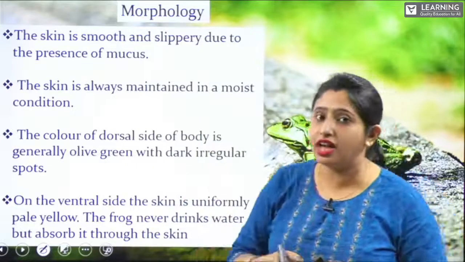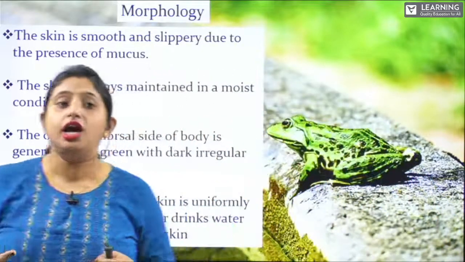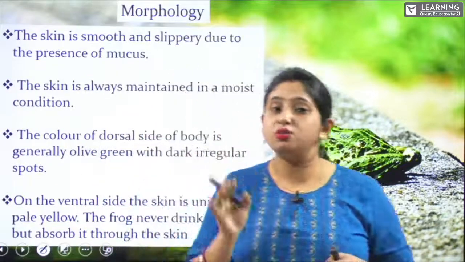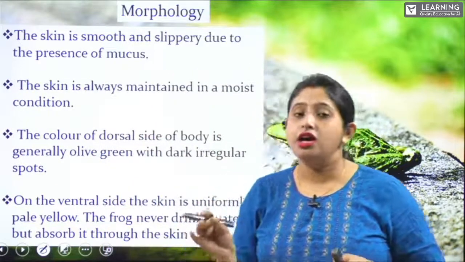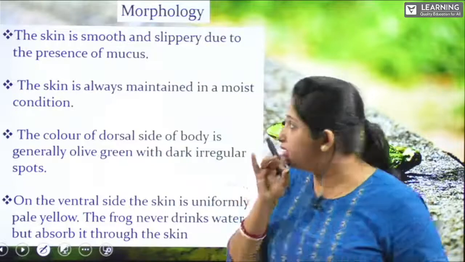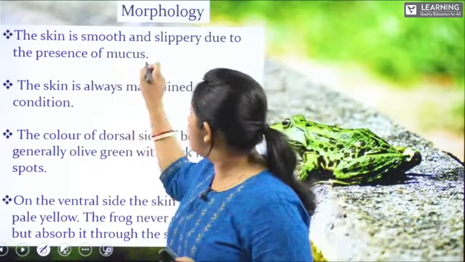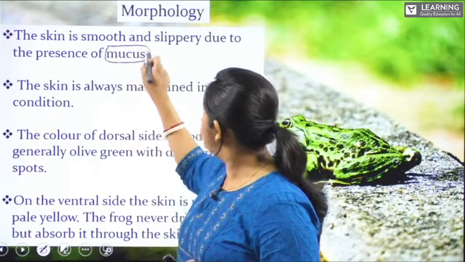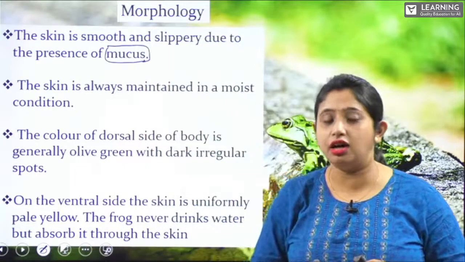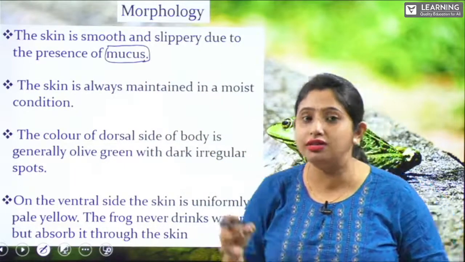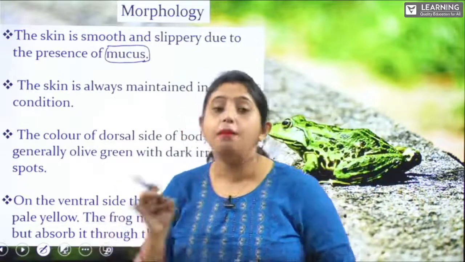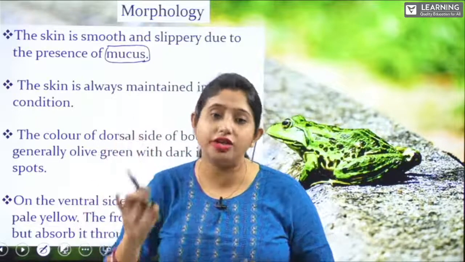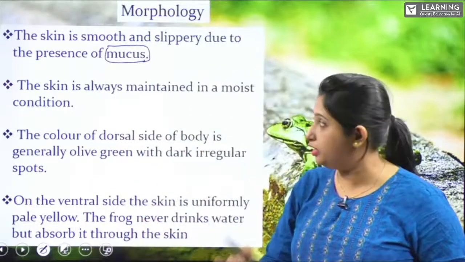What about the skin? Have you ever touched a frog? Okay, so the skin of the frog is very, very smooth and slippery. Why? It is because of the presence of mucus. All right, so they have got mucus deposition on the outer layer of the skin. Because of this, they have skin which is very, very smooth and slippery.